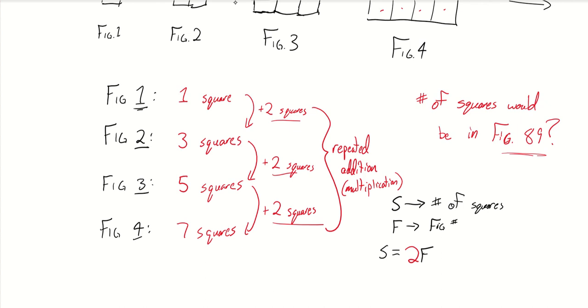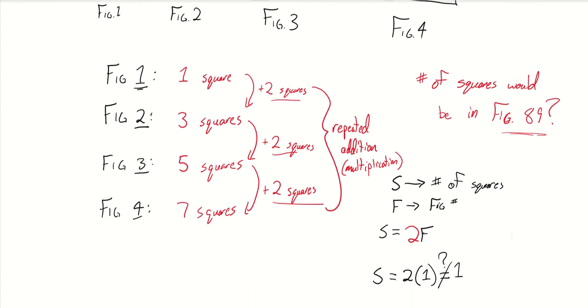And we could test this out. So we could say, we know that for figure 1, we're going to want 1 square. For figure 2, we're going to want 3 squares. So let's test this out. When we plug figure number 1 into this equation, is the number of squares going to be equal to what it should be, which is 1? Is that going to be equal to 1?